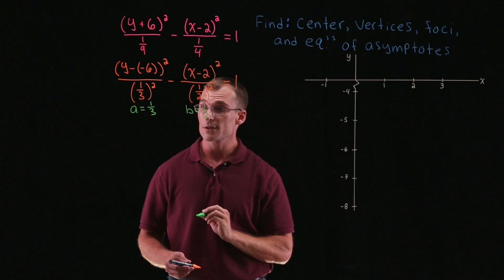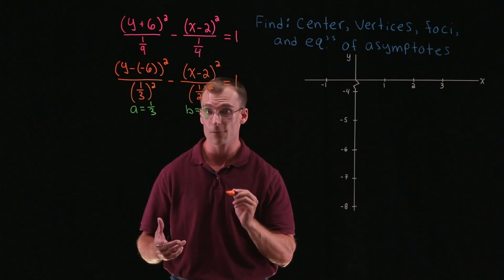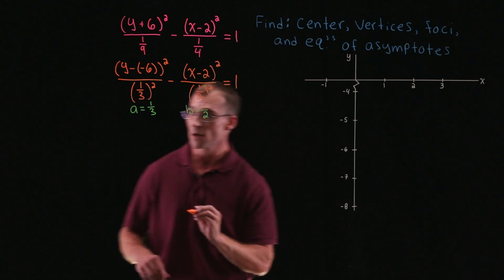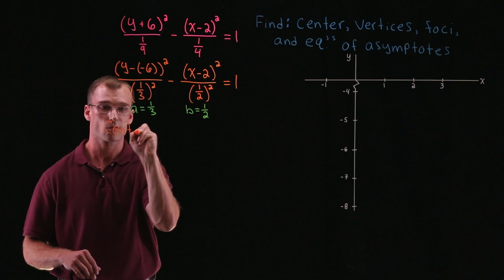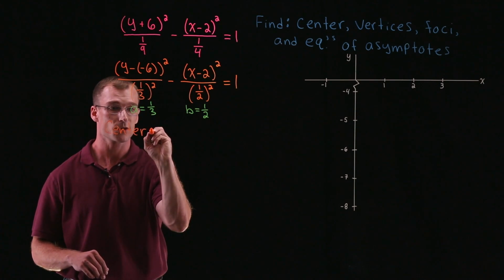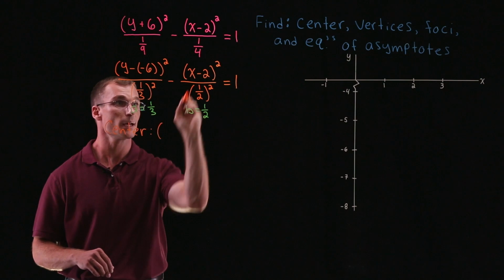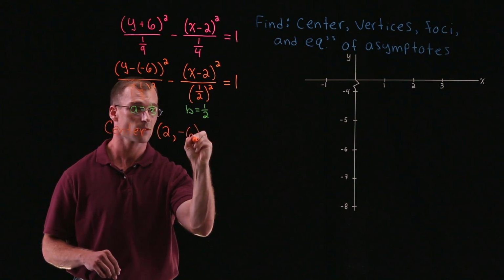Now, before we get started, let's go ahead and find the center, which is the first thing that we want, and from that we can build on the other things. So our center is at (h, k), so our center point is simply going to be at x equals 2 and y equals negative 6.